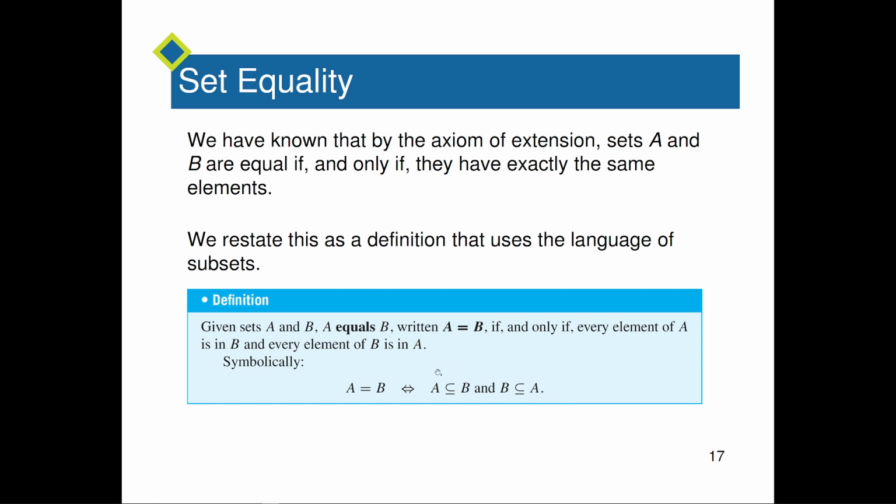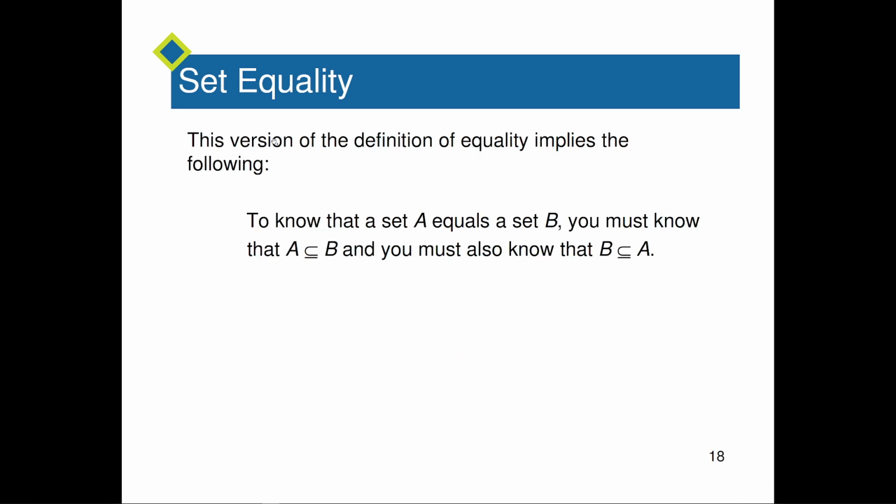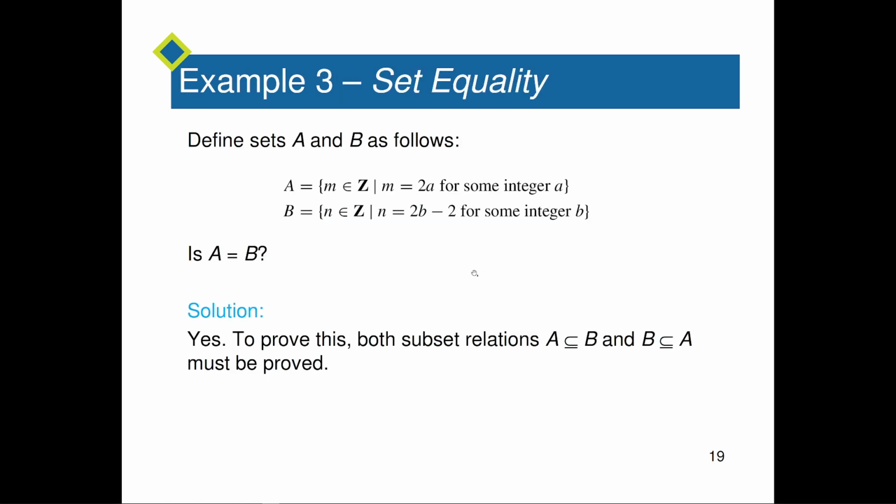Okay, and then we have to show for both cases, because it says if and only if this happens and this happens. So therefore we must show that that element is in here and also inside here, and similarly for this. This version of the definition of equality implies the following: to know that a set A is equal to a set B, you must know that both A is a subset of B and B is a subset of A.